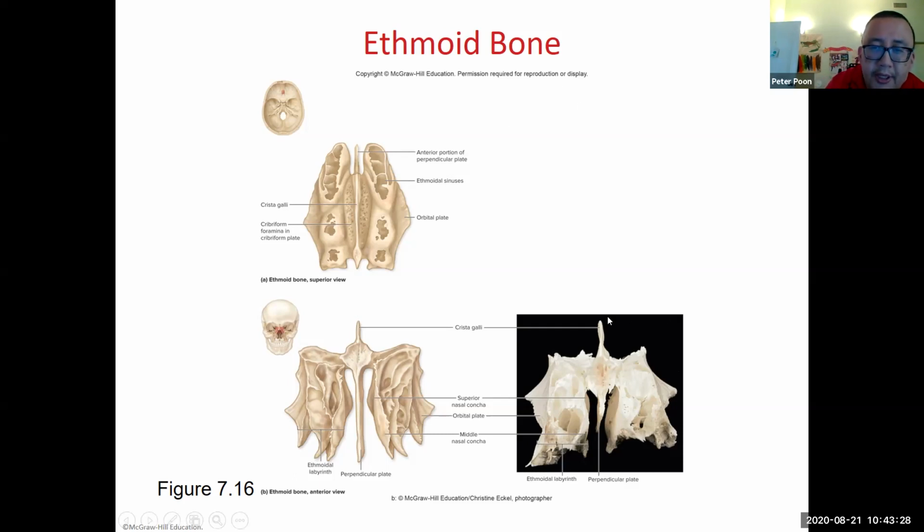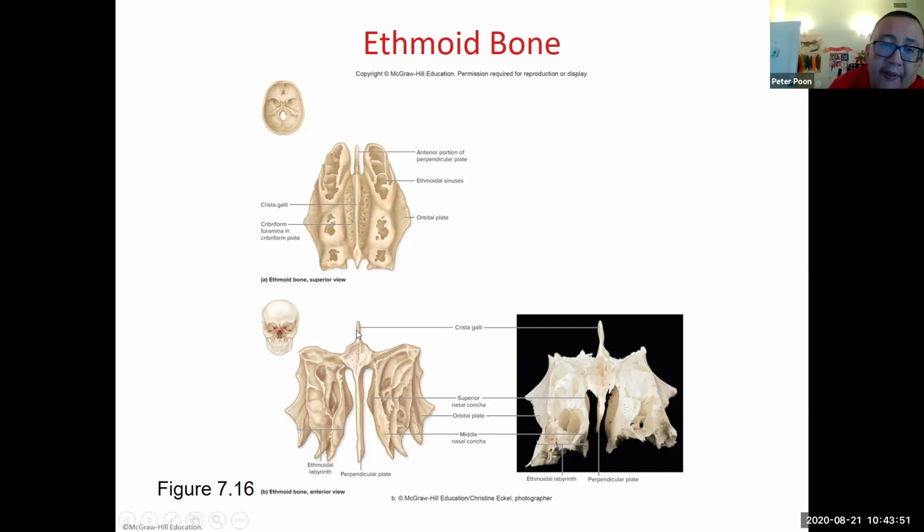You see that sharp little point? It's called a crista galli. It's the little comb on the rooster. That's what crista galli means. Your meninges actually attach to that point right there. Your meninges are a membrane on the surface of the brain, and they attach to that point right there.